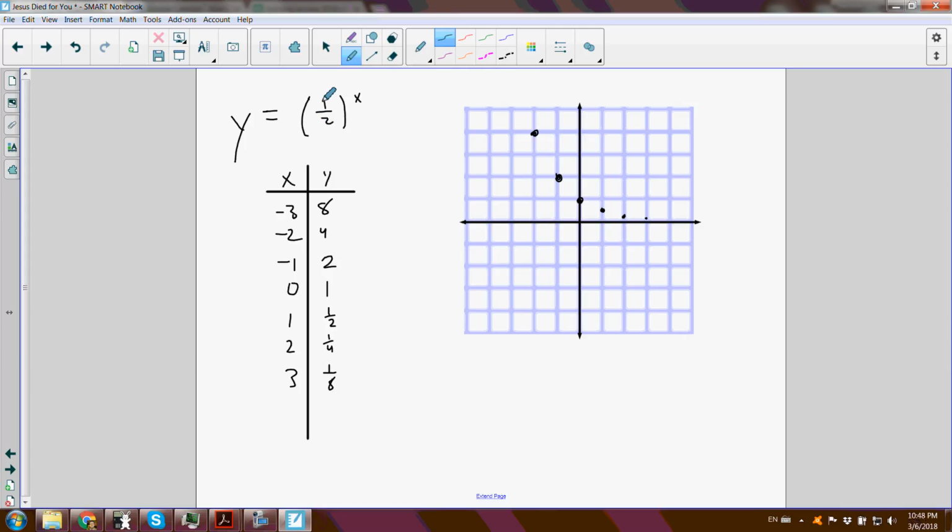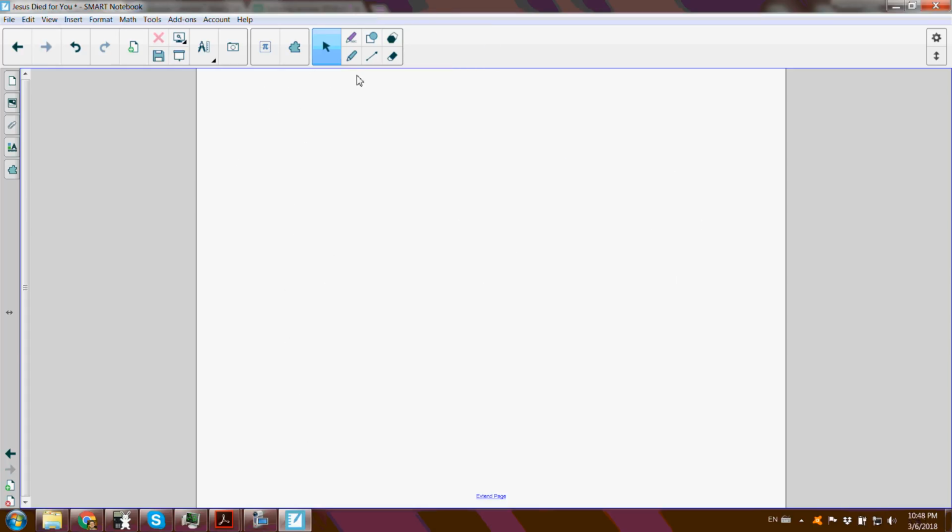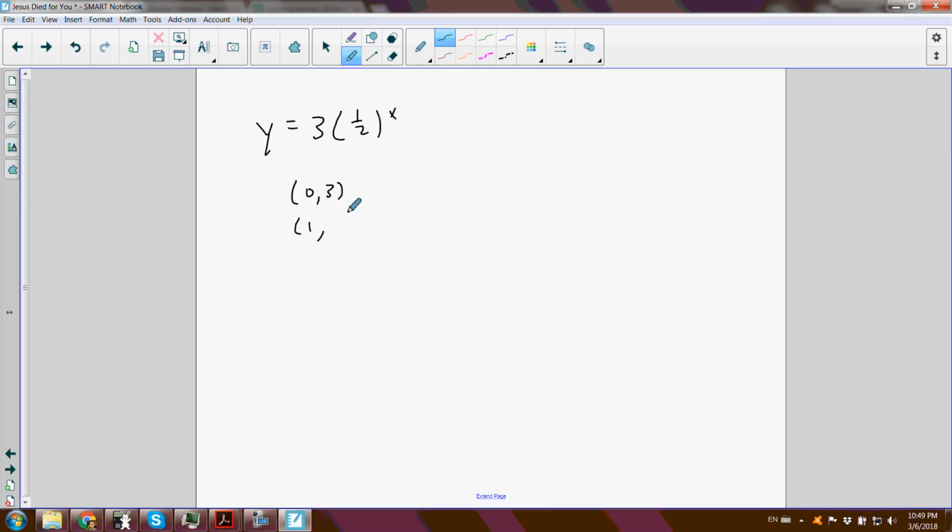If we take this and put a 3 in front of it, like y equals 3 times 1/2 to the x, well, that just means you're starting with 3. When x equals 0, y equals 3. When x equals 1, y would equal 3 times 1/2, so that would be 3/2. When x equals 2, y would equal 3/4. You multiply by 1/2 again. Multiply by half again, 3/8, and so forth.